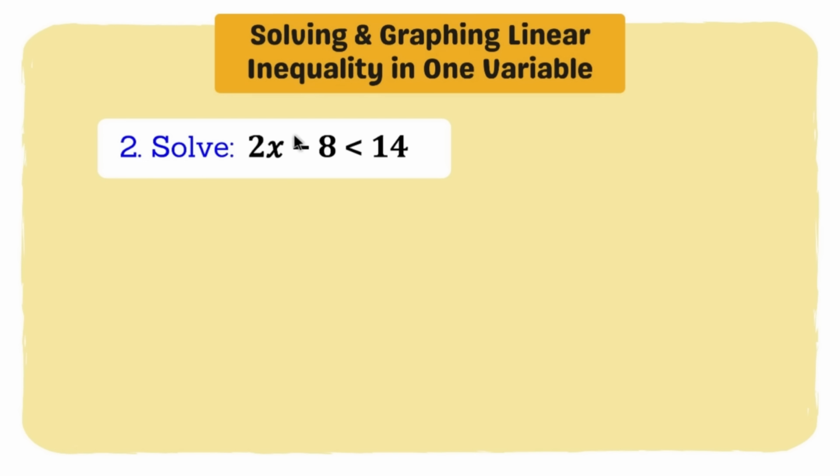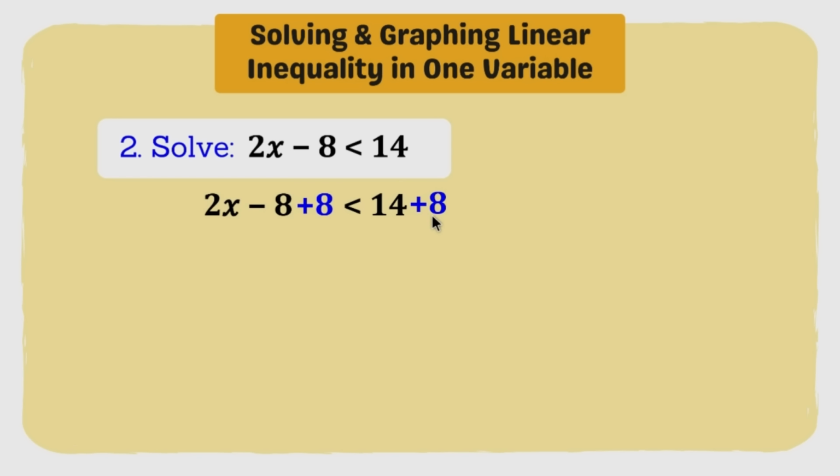Okay, next one we have here, 2x minus 8 is less than 14. First, let us solve for the value of our x. So we have here 2x minus 8. Anong gagawin natin kay -8 para matanggal siya dito sa left side ng ating inequality? We can use the addition property of equality by adding 8.